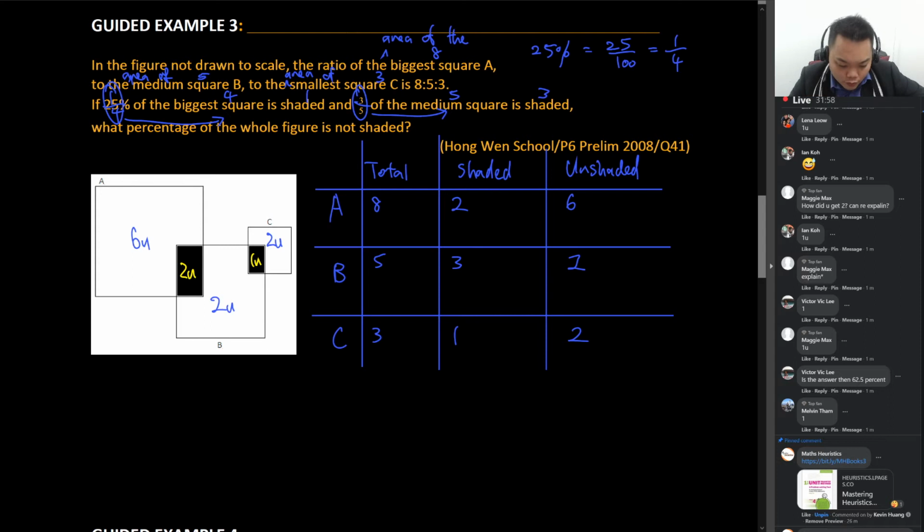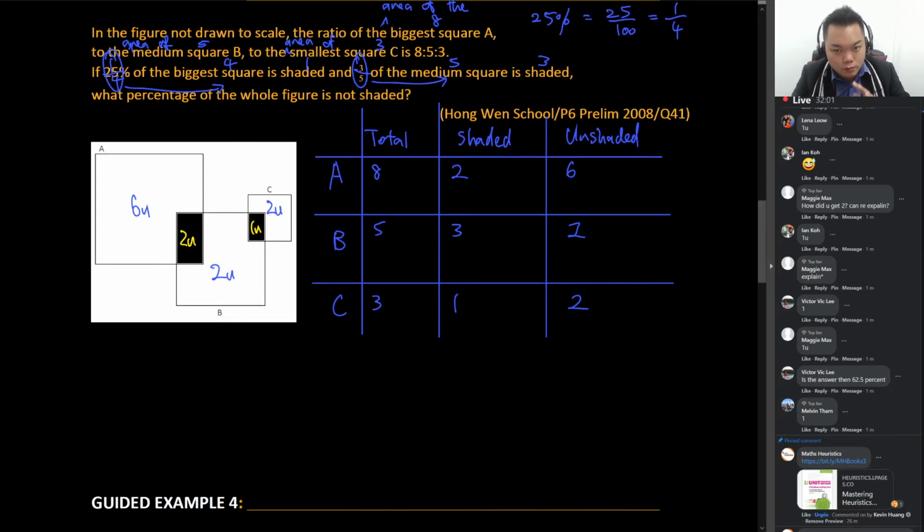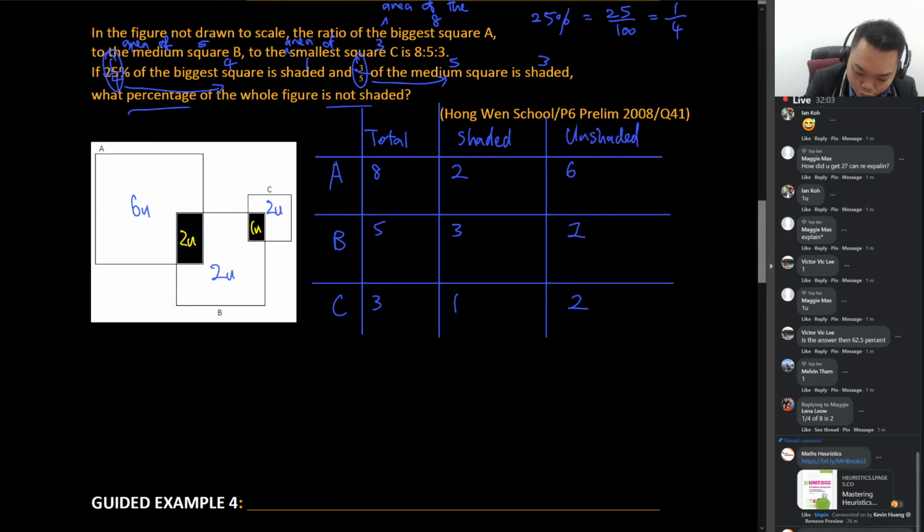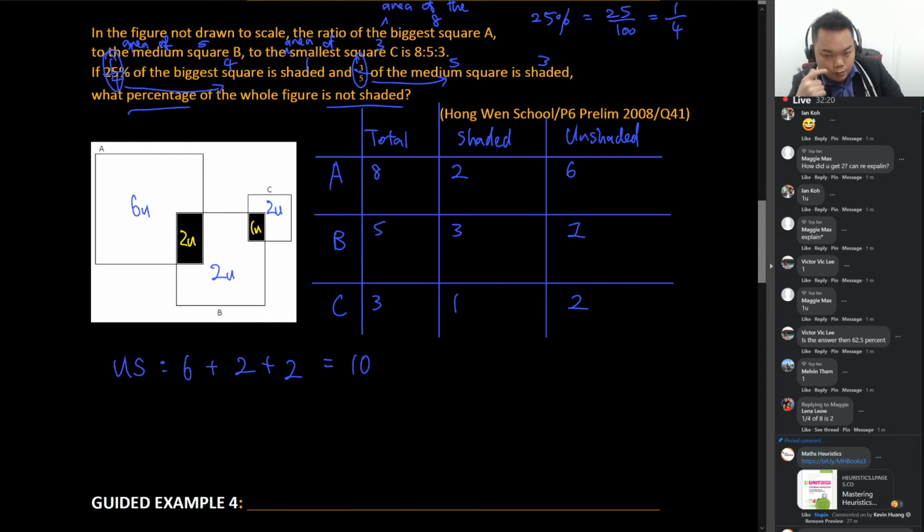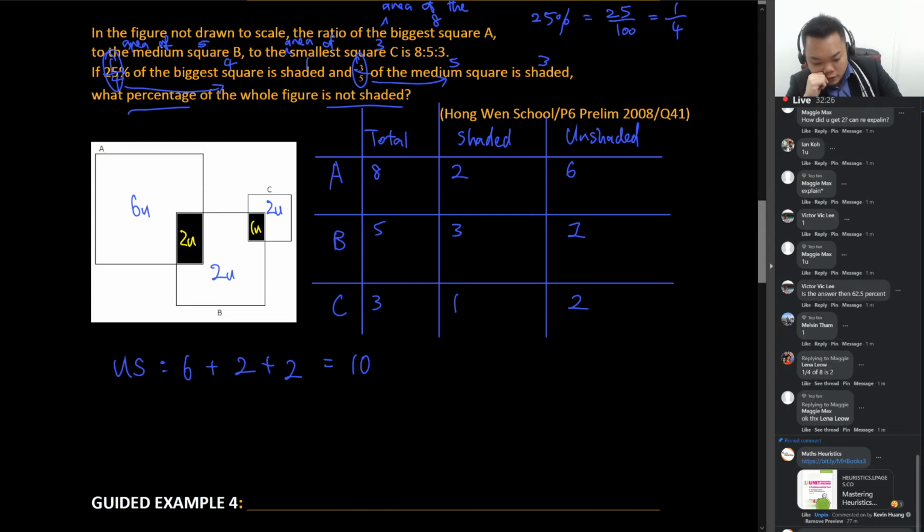So now that we've defined out everything, we want to find out what percentage of the whole figure is not shaded. So this part is rather convenient. You want to find out the unshaded portion first. And that will be 6 plus 2 plus 2. That will give you 10 units worth of unshaded portion. Correct? But this part is where a lot of you will have very different answers. How many units make up the total area?